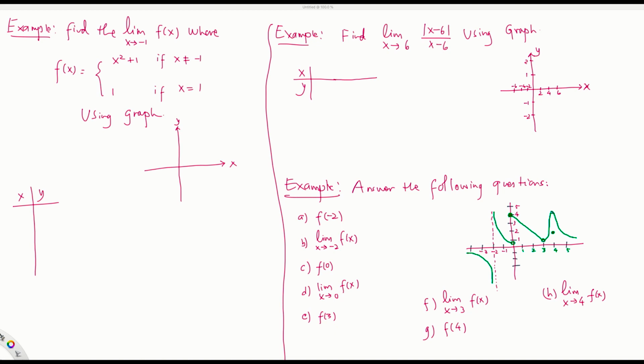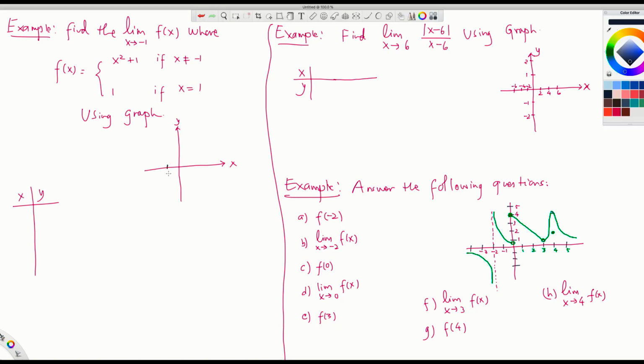Okay, so let us do this example. Find the limit as x tends to -1 of f of x, where f of x is x squared plus 1 if x not equals -1. There is -1 there, and then +1, +2, +3, and so on, and this is 0, and then -2, -3, and so on. You want to find out the limit of the function at -1. At all other points the function is given by x squared plus 1, but at x equals -1 it is 1.